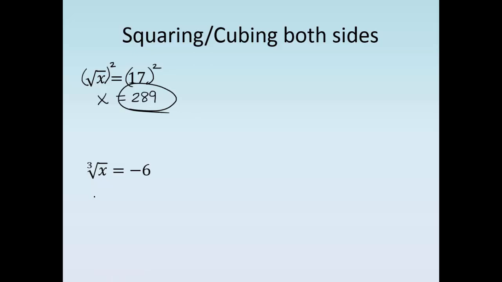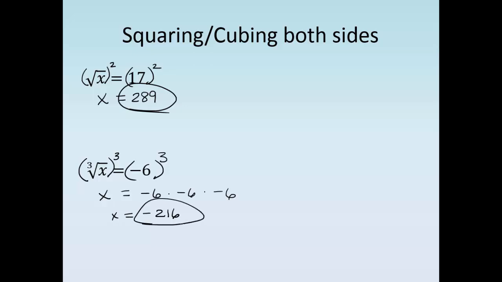All right. Now this is similar, but I have a cube root or third root of x. Well, the inverse of that is the third power. So raise both sides to the third power. Make sure you include the entire side in your parentheses. So this is x equals negative 6 times negative 6 times negative 6, which is negative 216, and that is the solution.